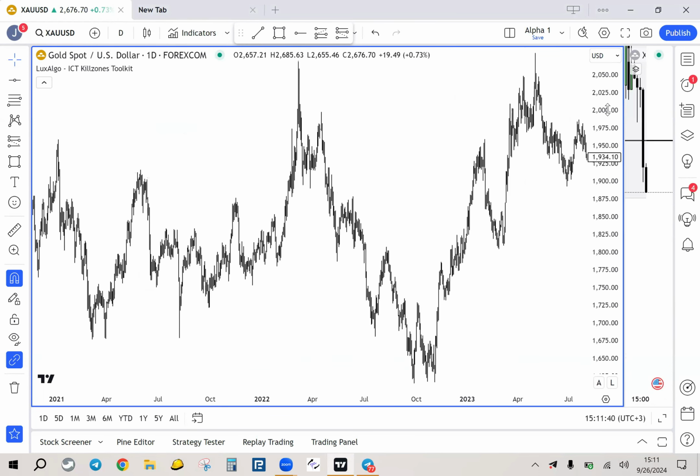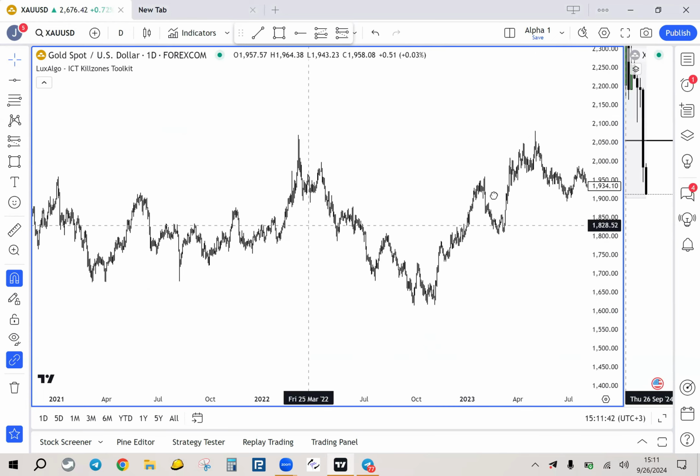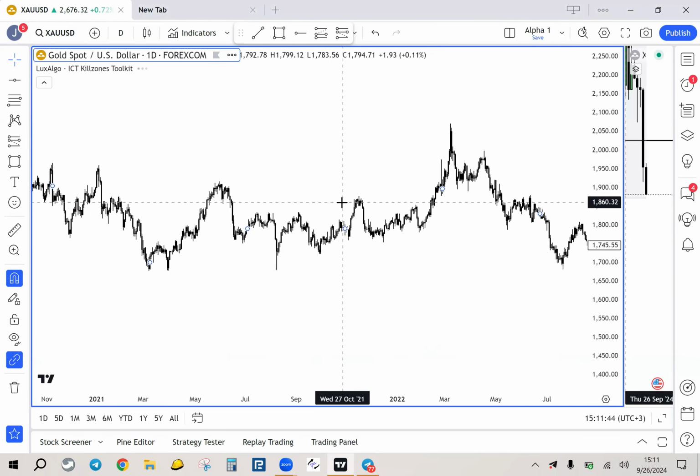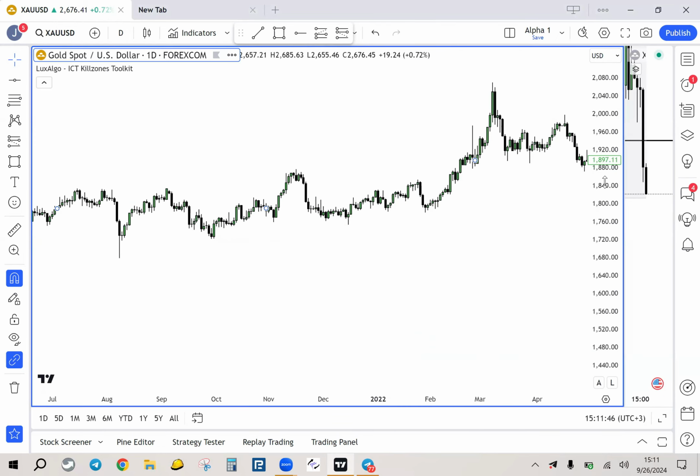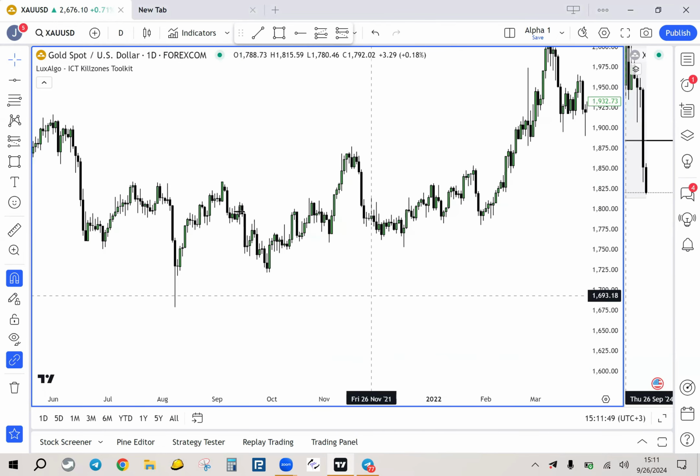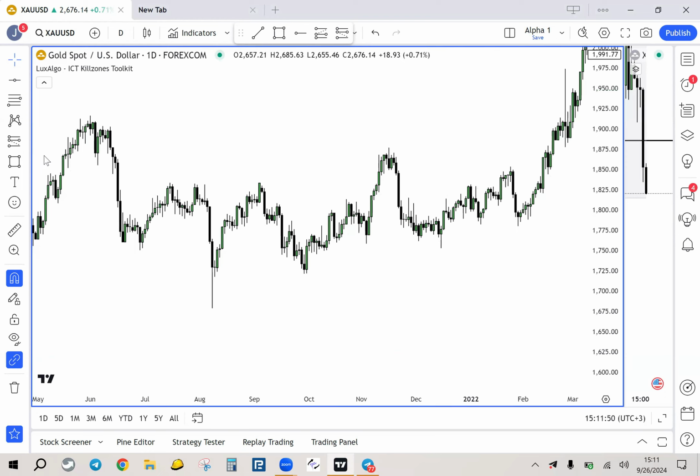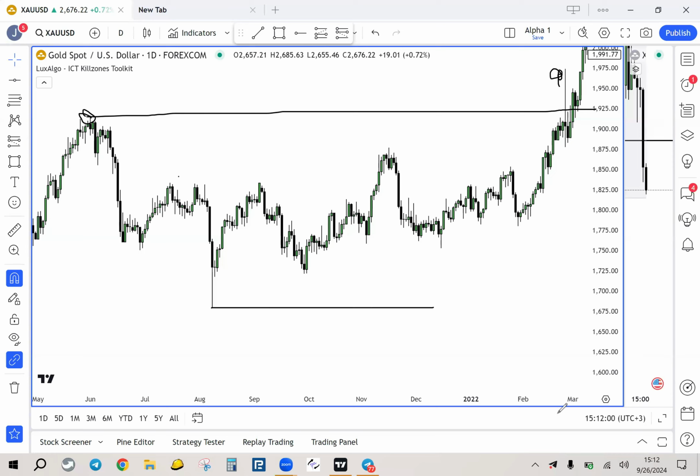So basically, you're just looking at swing points. Let's just take a random piece of price action. So we've got this high. When did price go above it? Here, right? So after price goes above it, this low becomes protected.